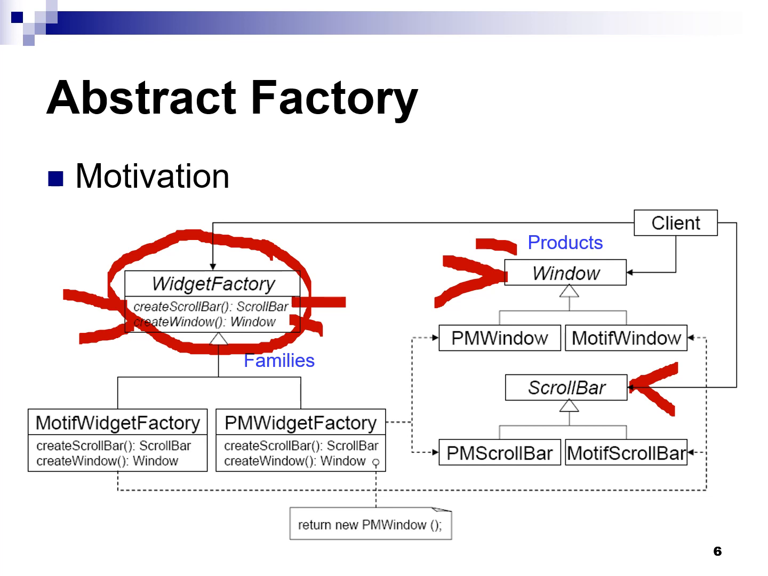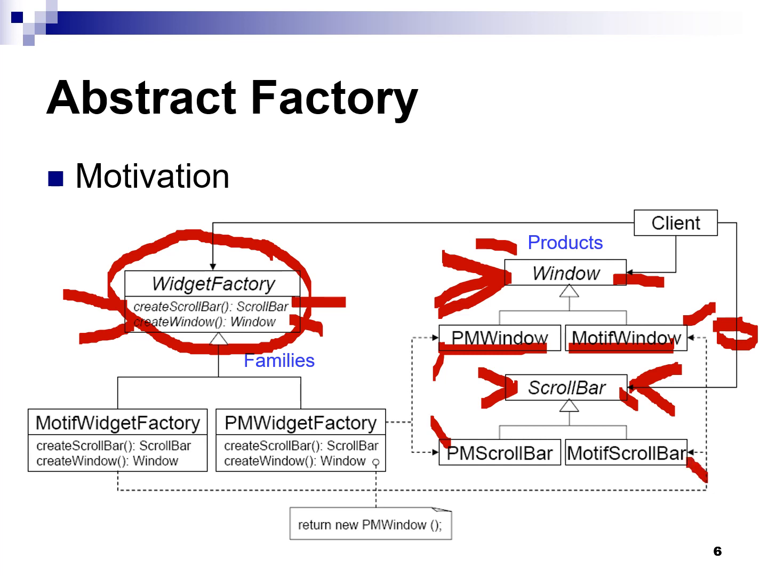And so what's the idea? Okay, so that is to have a hierarchy of products for each type of product, for example, for windows, for scroll bars, and then we'll have a subtype for each style. For example, I have a presentation manager window and motif window. If I would have further styles, I would have further subclasses here. And same thing for a scroll bar. So I have the product, the scroll bar, and then concrete products here for presentation manager and motif.